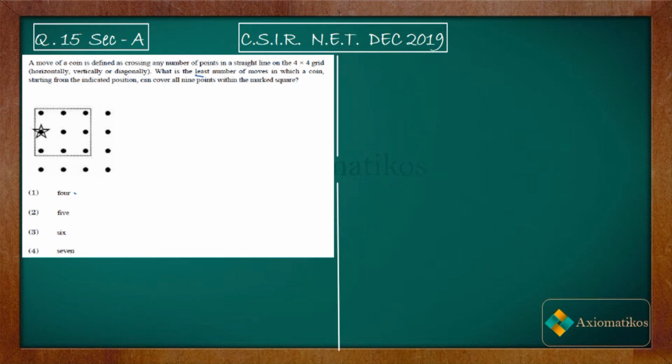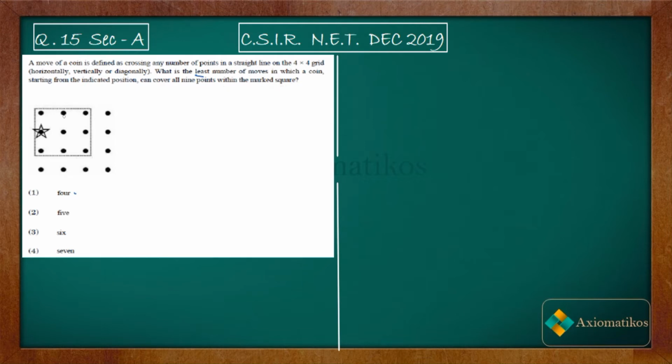This video is part of the solution series for CSIR NET December 2019, and we are here with problem 15 of your paper. It's a problem of general aptitude, so let us have a look. A move of a coin is defined as crossing any number of points in a straight line on a 4x4 grid horizontally, vertically, or diagonally. What is the least number of moves in which a coin starting from the indicated position can cover all the 9 points within the marked square?